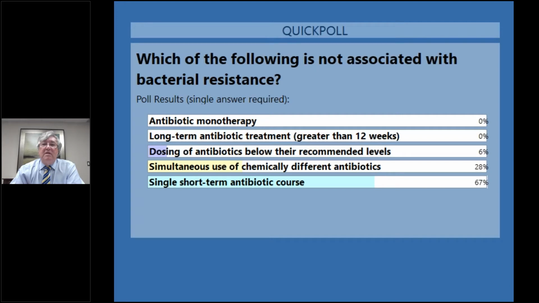All right. Yeah, the answer is the last one. But in fact, even a single short-term antibiotic use, because of the sheer volumes of antibiotics that we're using in Canada or elsewhere in the world, potentially can cause a problem. That's the one that was designed as being the correct answer. All the others will increase bacterial resistance.